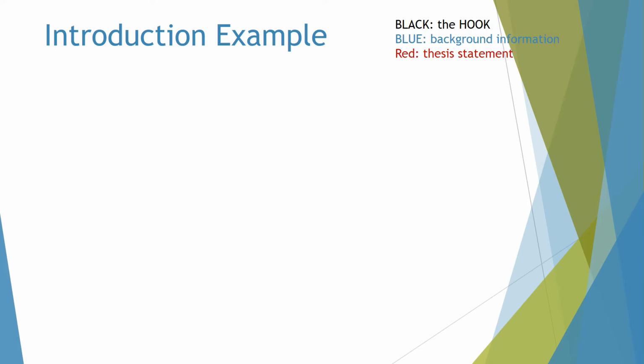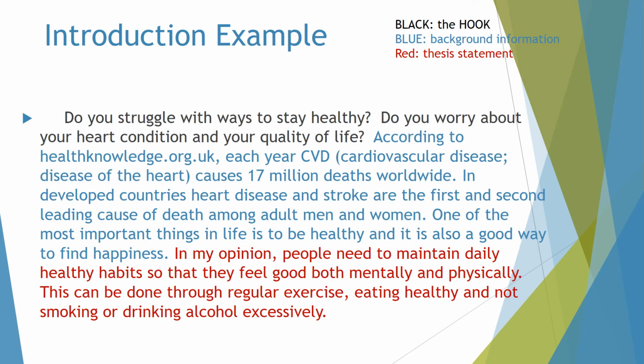Okay, so here's the example, and I've separated the 3 parts by colour. So black is the hook, blue is the background information, red is the thesis statement. Okay, so let me just read this. Do you struggle with ways to stay healthy? Do you worry about your heart condition and your quality of life? Okay, so that is the question form of a hook.